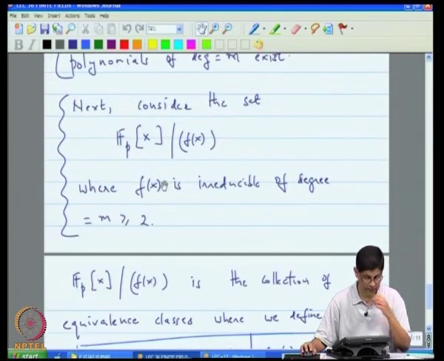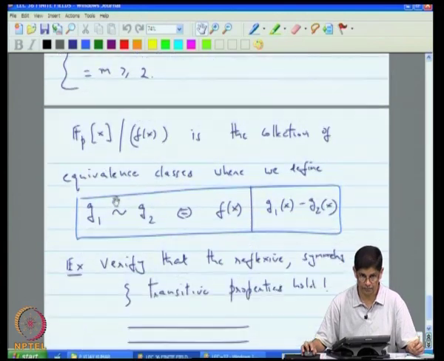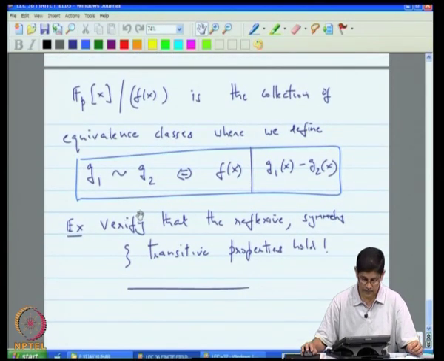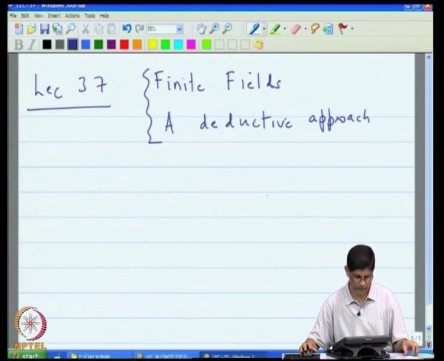Then we consider the following construct: we consider the set of all polynomials over the integers modulo p, and we go modulo f of x, where f of x is irreducible of degree equal to m. At the end of the last class, I told you that if you go modulo f of x, this is a collection of equivalence classes where we define G1 equivalent to G2 if f divides their difference. So this is where we will pick up the discussion.